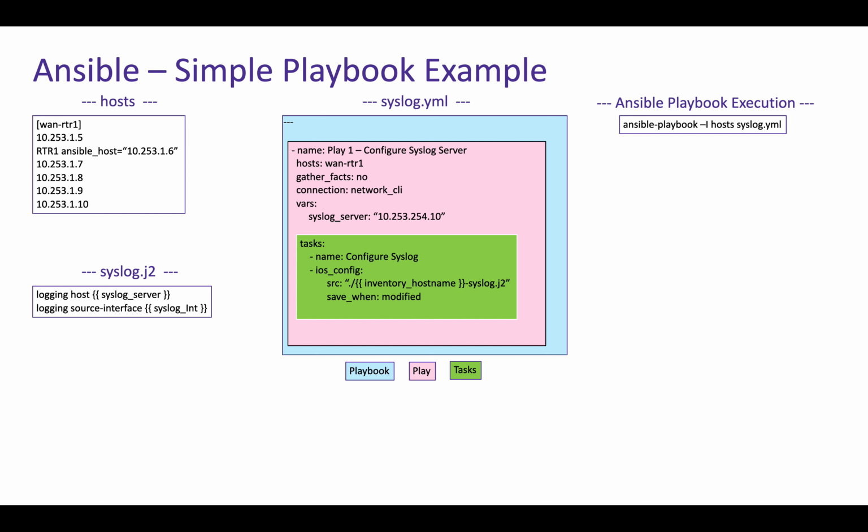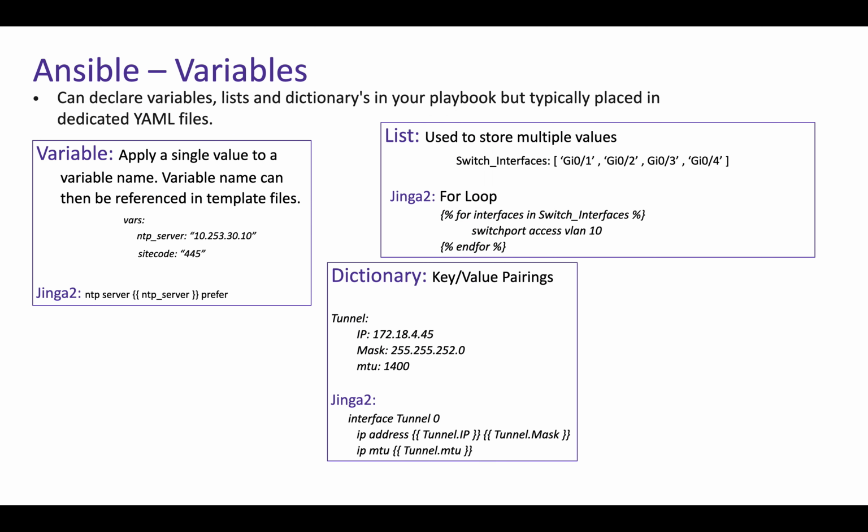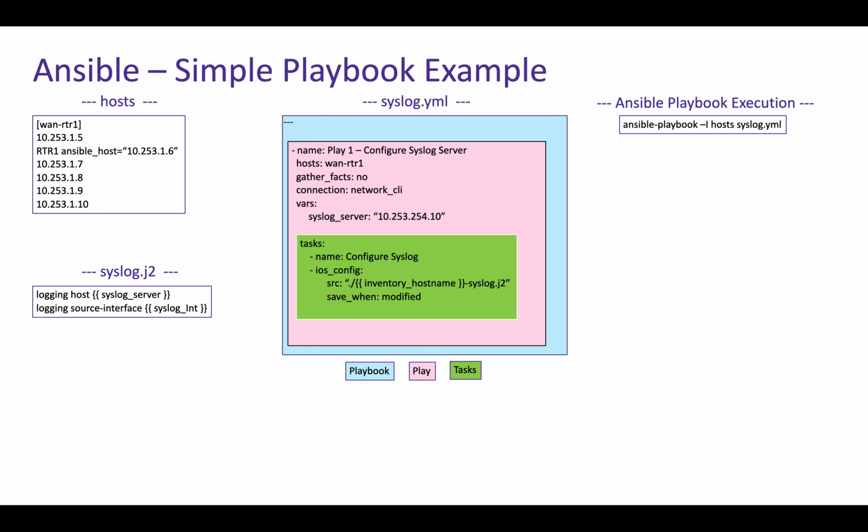And then finally on the right, we have the command that actually runs the script that I'll demonstrate in a couple of minutes, which is the ansible-playbook command. And the -i parameter is telling it against which host, so the host file that you want to run this. And finally, the syslog.yaml file is the playbook that we want to run.